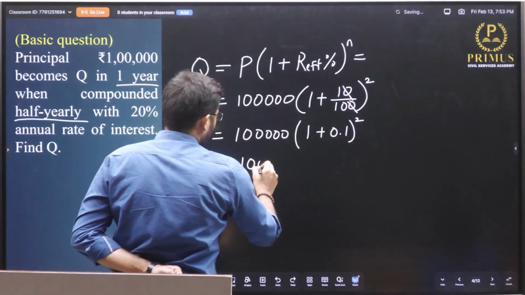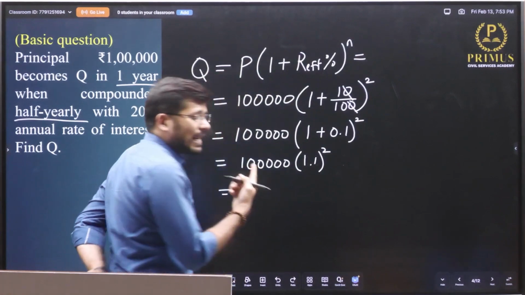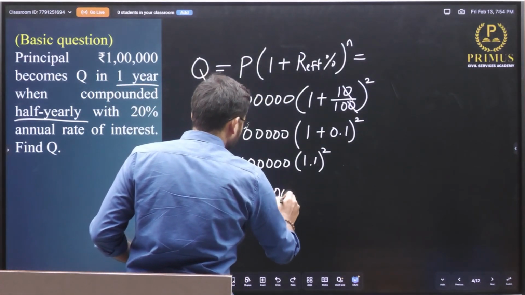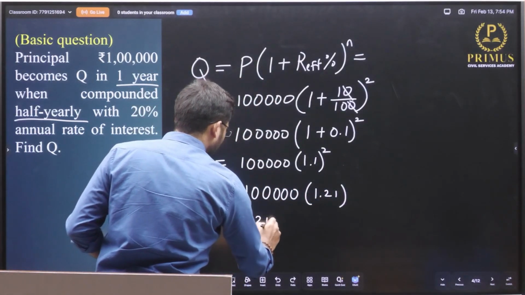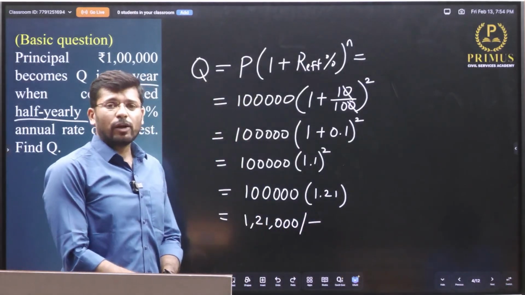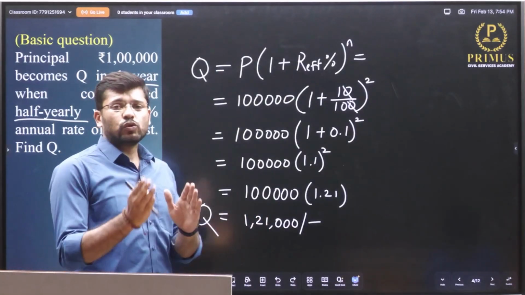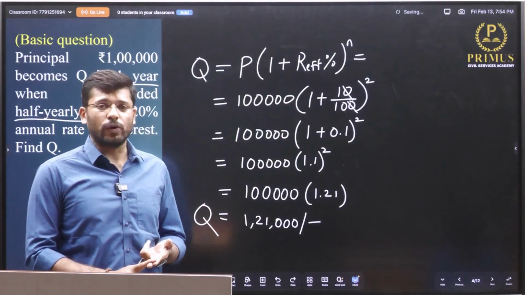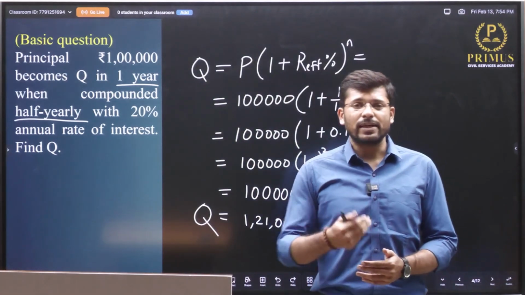So this will be 1 lakh multiplied with 1.1 whole square. And we know that 11 square is 121, so 1.1 square will be 1.21. And this will come up to 1,21,000. So this is the final amount in the case of this question. So this is Q. So we understood how compound interest works, and how to use the formula for compound interest. Now let us try to answer that question, but before that we need to understand a few more basics.